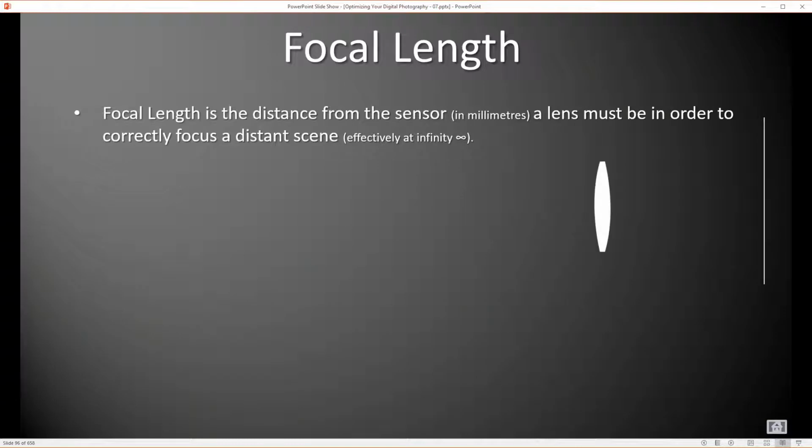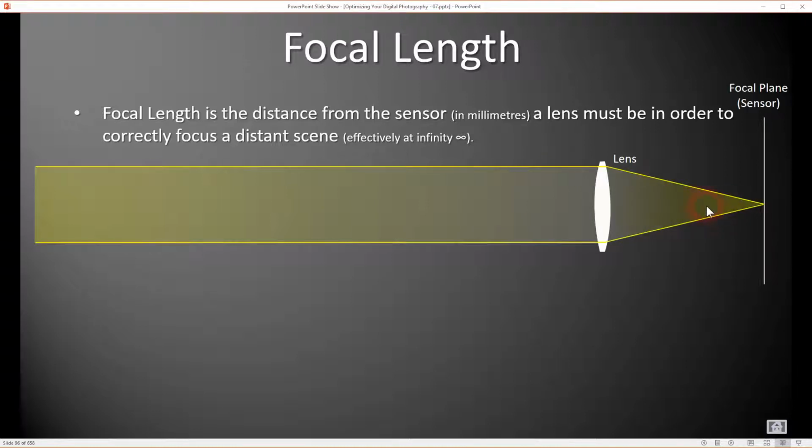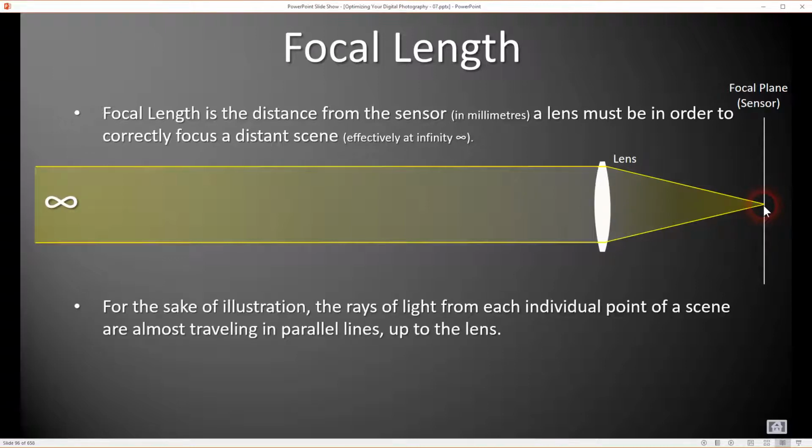So focal length is the distance from the sensor, measured in millimeters, a lens must be in order to correctly focus a distant scene which is at infinity. So here we have the lens and here we have our sensor. Now, because the light is coming from infinity, these rays of light are traveling virtually in parallel lines for the purposes of illustration. And they're all coming to a sharp focus on the camera sensor.